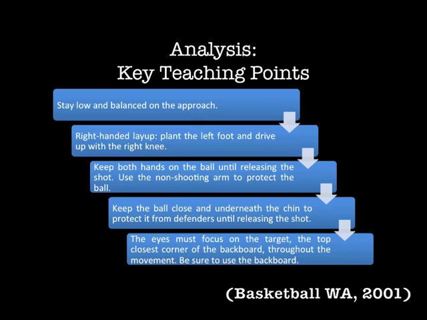Analyzing a basketball layup highlights some key teaching points, which include staying low and balanced on the approach, planting the left foot and driving up with the right knee, keeping both hands on the ball until releasing the shot and using the non-shooting arm to protect the ball, keeping the ball close and underneath the chin to protect it from defenders until releasing the shot, and keeping the eyes focused on the target, which is the top closest corner of the backboard, and being sure to use the backboard. Now, the layups that we saw performed at the start of the video all contain these key teaching points, which contributes to the success of these layups.